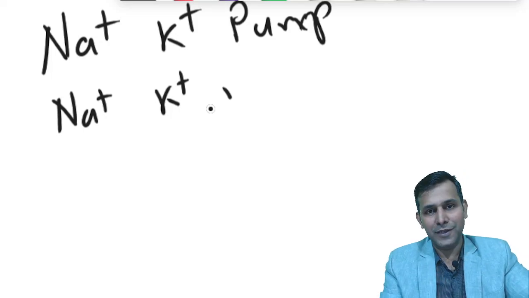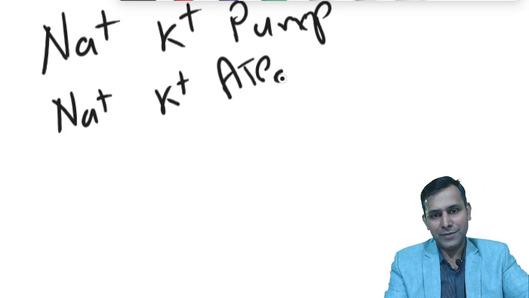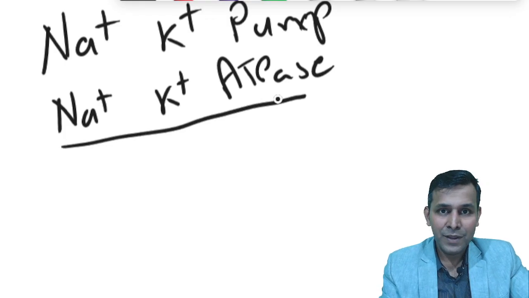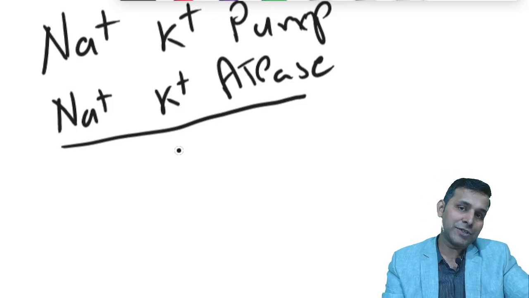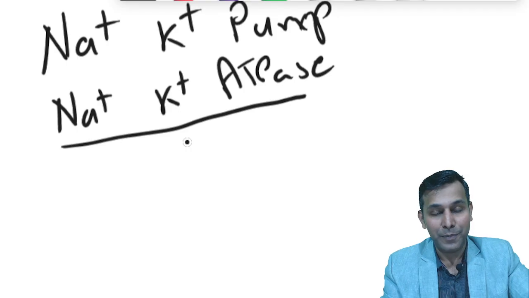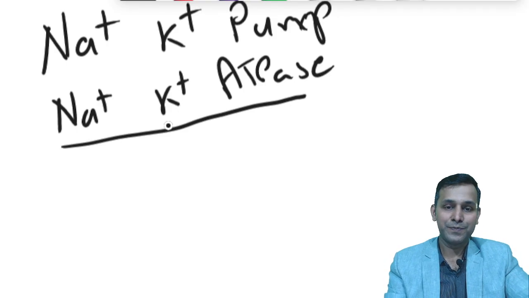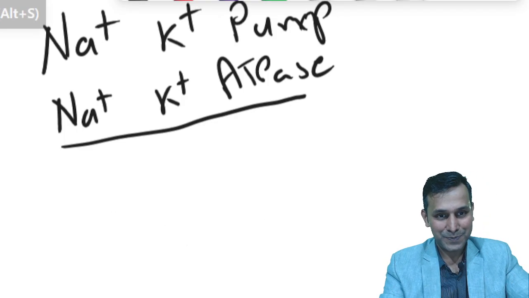Na+ K+ pump or Na+ K+ ATPase, because it uses ATP as a source of energy and transports sodium and potassium against the concentration gradient. So the sodium potassium pump is a very ideal example of primary active transport. Let us try to understand the functioning of primary active transport here.